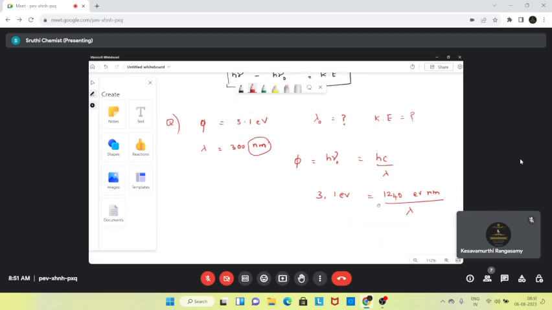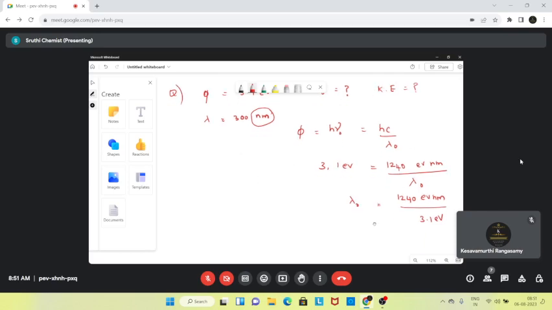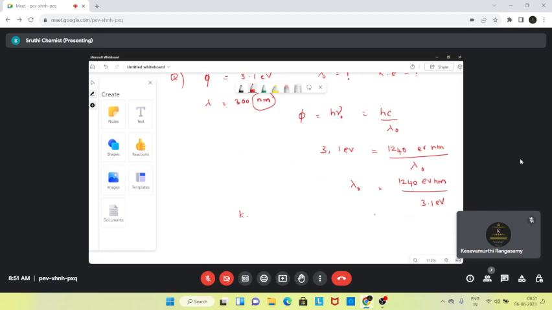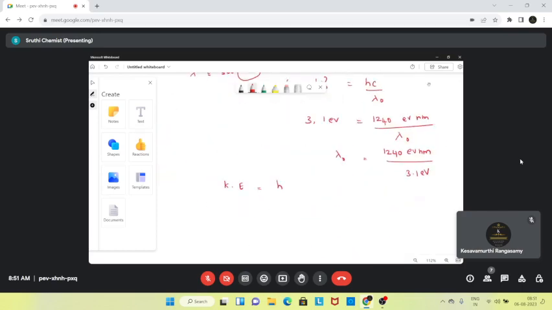Lambda naught is the only thing we have to find from this one. So I am finding lambda naught, which is equal to 1240 electron volt nanometer divided by 3.1 electron volt. Based on that, kinetic energy is very easy to find out, because we know kinetic energy is equal to, what's the formula? h nu minus h nu naught, right?